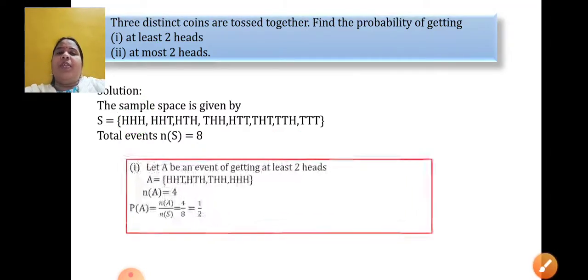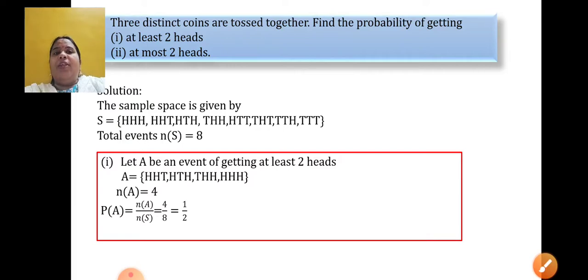So let's see how it can be written. Let A be an event of getting at least 2 heads. Now see this. First this is written and then HTH and then THH, and even if more is there has to be taken. So this also has been taken, HHH. Okay. So N of A will be 4. Probability will be 4 upon 8. Can be reduced to 1 upon 2. So this was a concept when 3 coins are tossed and we want at least 2 heads.